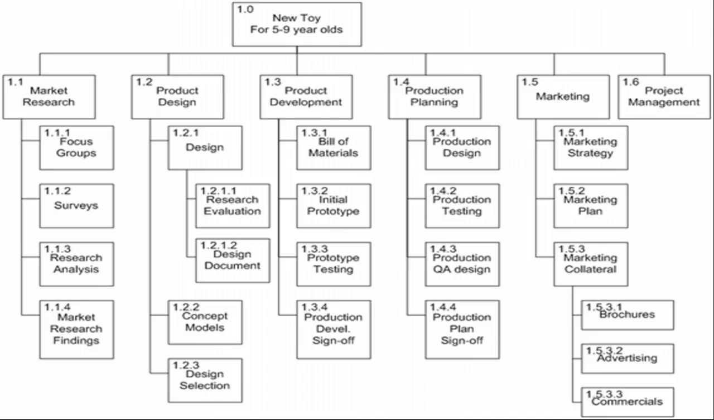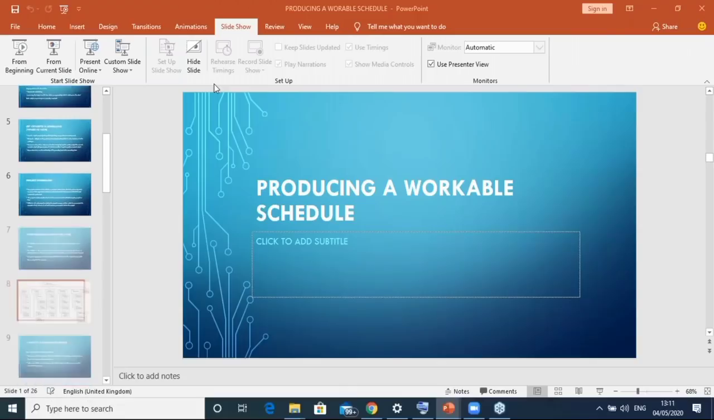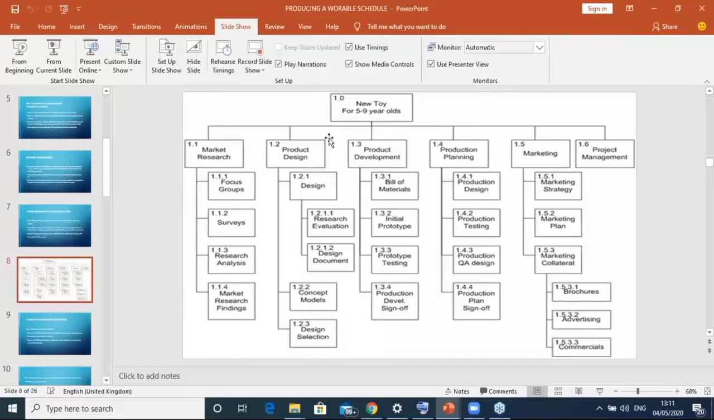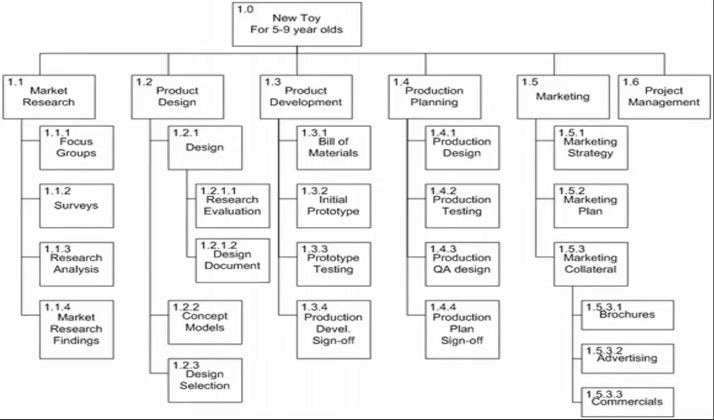Now, what are the tasks that need to be performed to complete that new toy? We need to do market research. We need to do product design. We need to do product development. We need to do product planning. And of course, the last one. So these are some of the things that you need to perform. So those are the tasks: market research, product design, product development, product planning, like that.